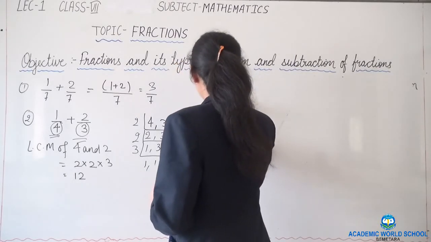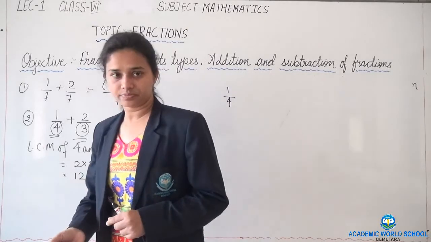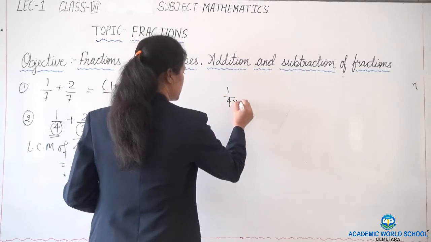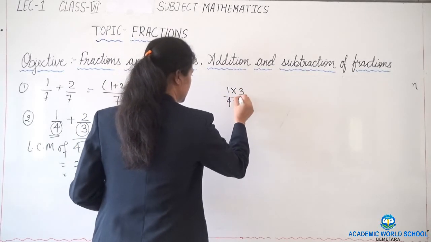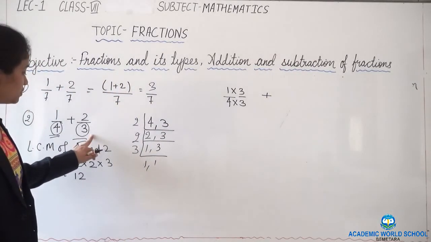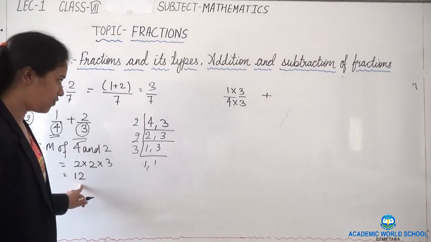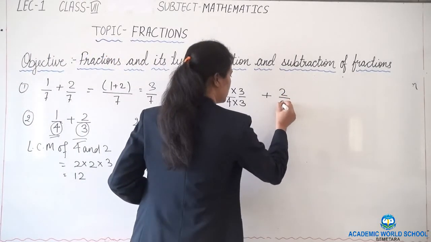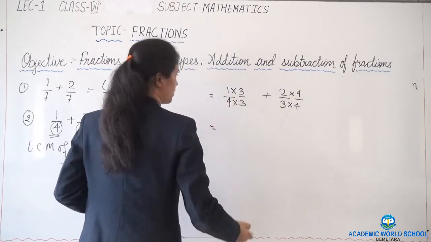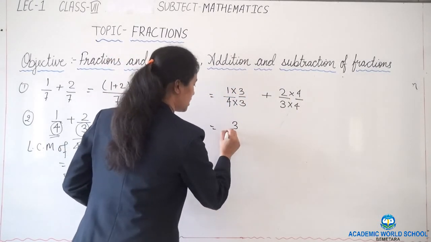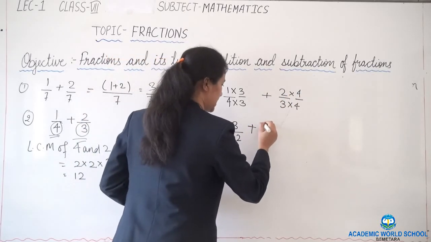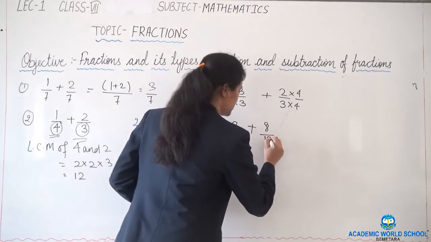The first fraction I have here is 1 by 4. Now what to multiply with 4 to get 12? 4 into 3, so 1 into 3. Plus, what to multiply with 3 so that the denominator will be 12? 4. So 2 upon 3 into 4 into 4. 1 into 3 is 3. 4 into 3 is 12. Plus 4 into 2 is 8. Then 3 into 4 is 12.